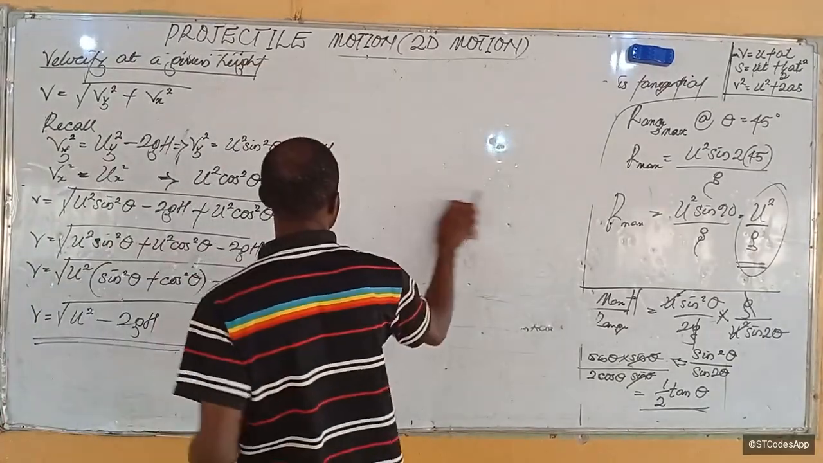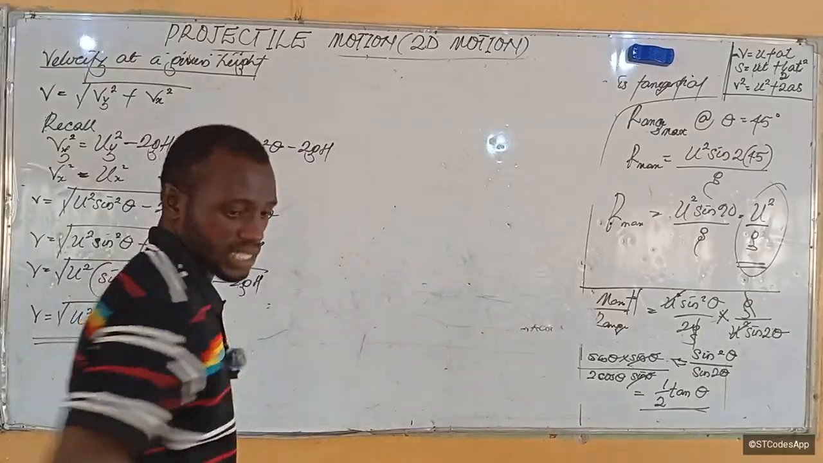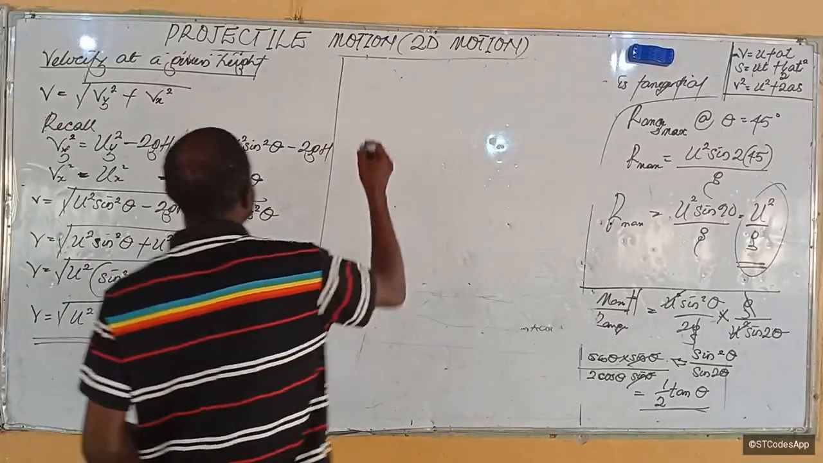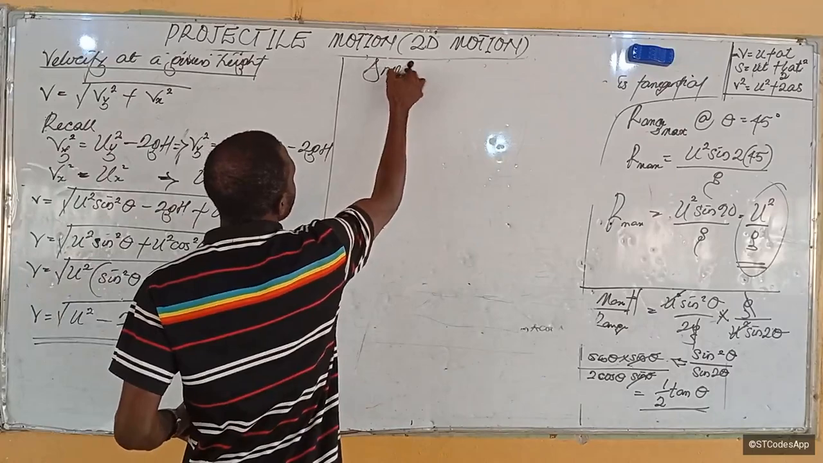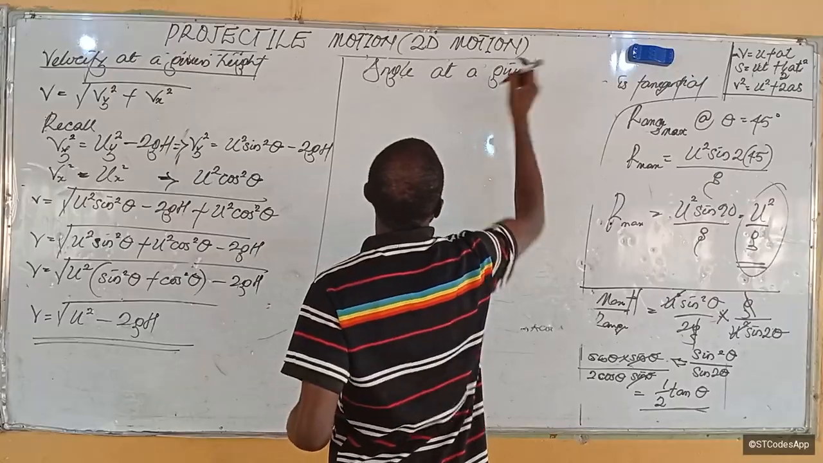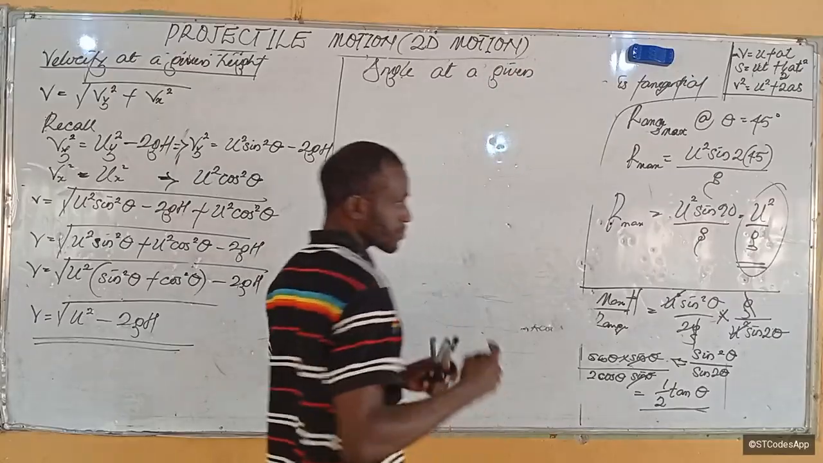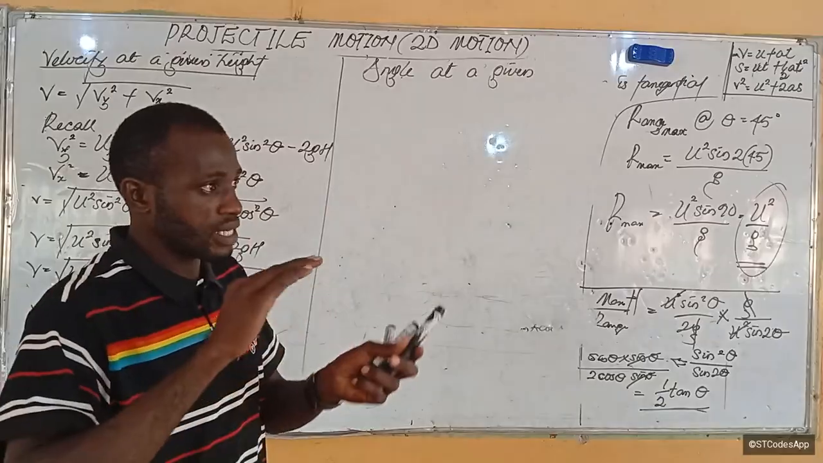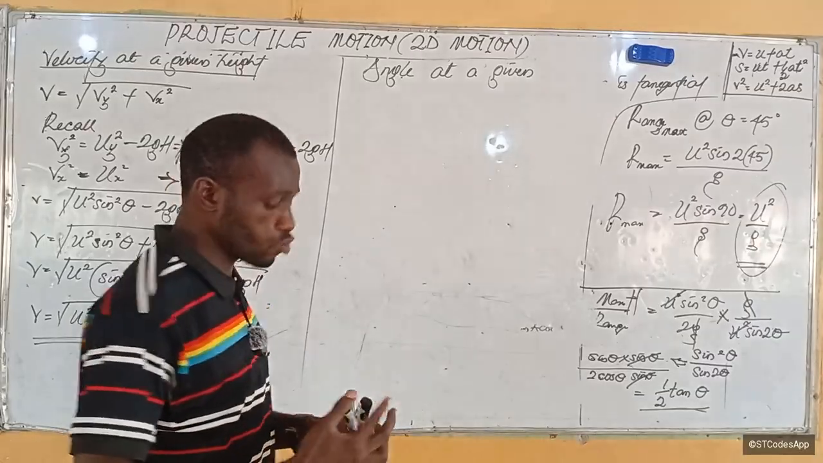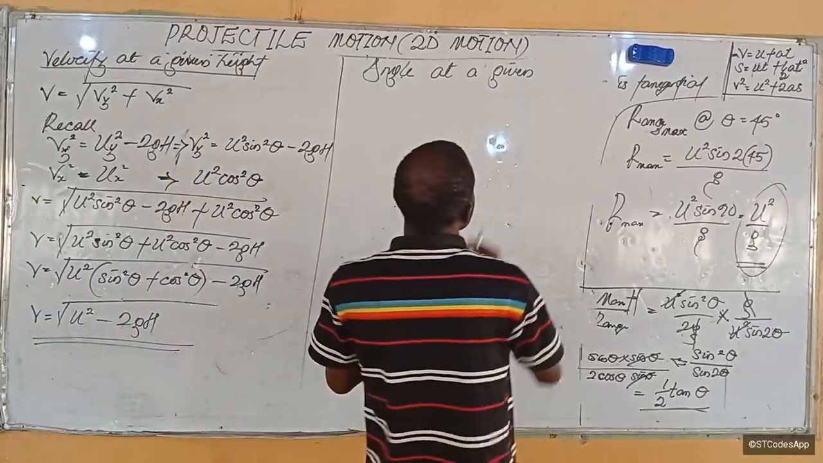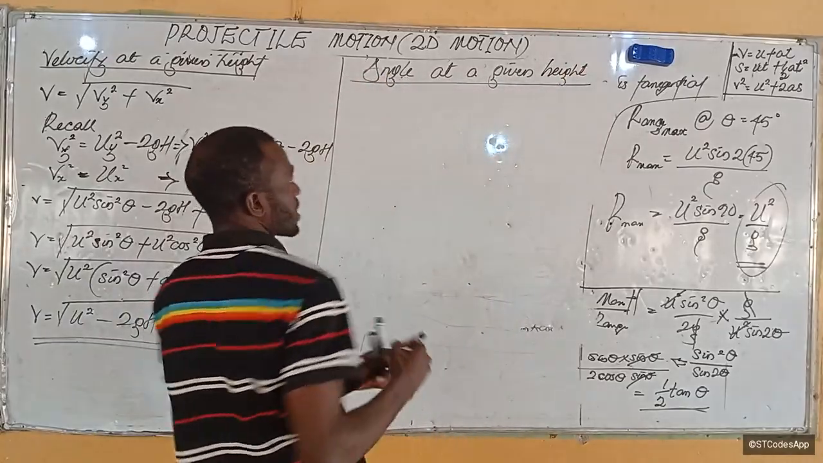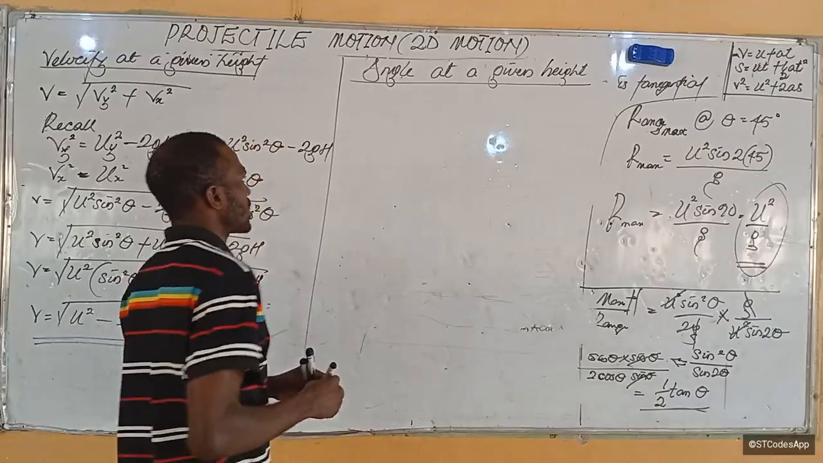Now let me show you what we wanted to find: the angle at a given height, or the angle at a given time. So we'll do both. Angle at a given height now. What will be the angle of the projectile at a given height? How do we do that?